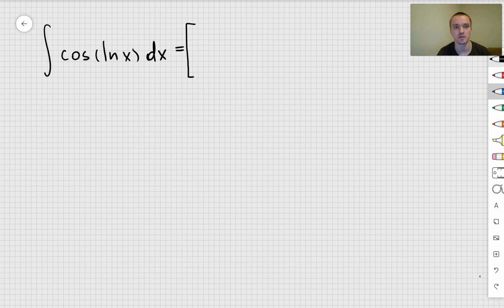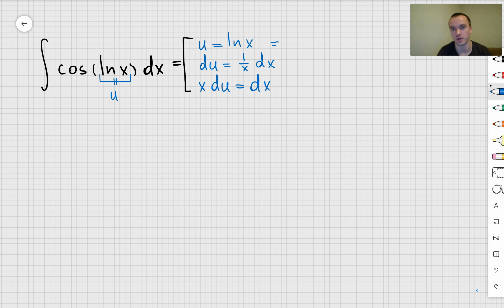Okay guys, so for this problem I want to compute the integral of cosine of ln of x, and what is the approach? The approach is just to first apply the u-substitution. The only choice for our u is u equal to ln of x, then you can see that du is equal to 1 over x dx, or in other words x times du is equal to dx.